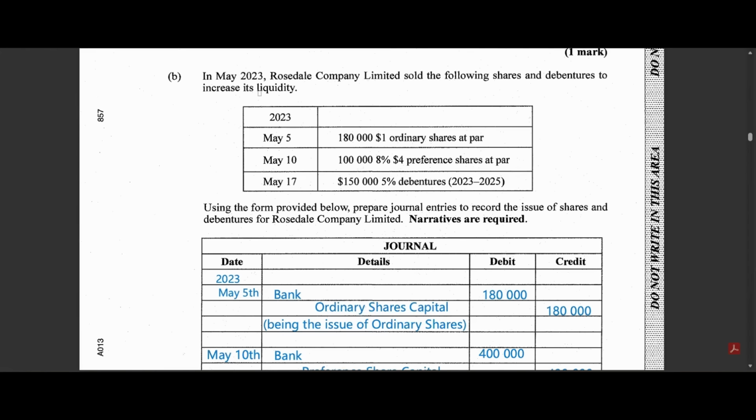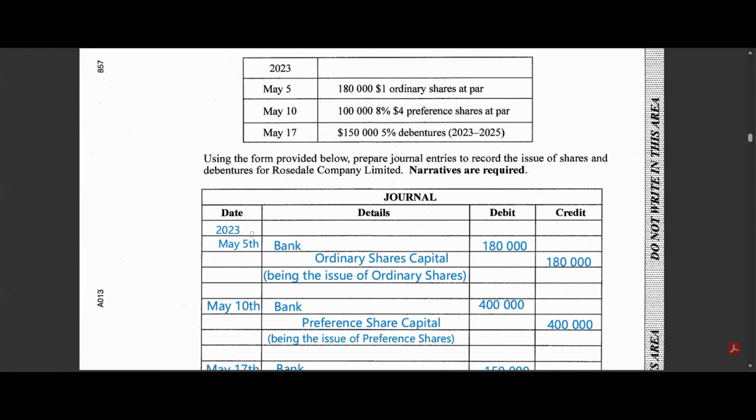In May 2023, Rosedale Company Limited sold the following shares and debentures to increase its liquidity. We do have some transactions here where they are selling shares. Using the form provided below, prepare journal entries to record the issue of shares and debentures for Rosedale Company Limited. Alright, guys, let's have a look at the answer already being placed here in blue.